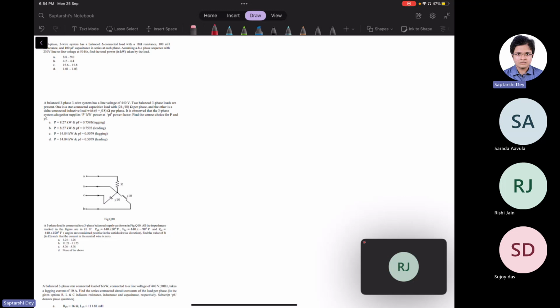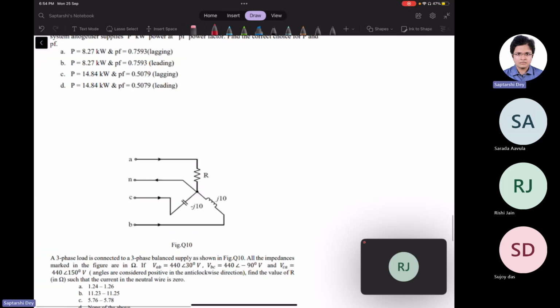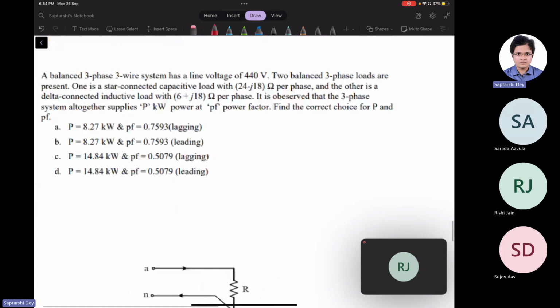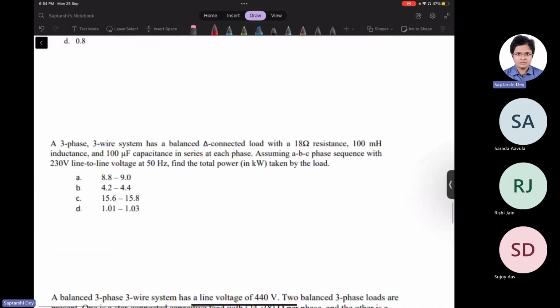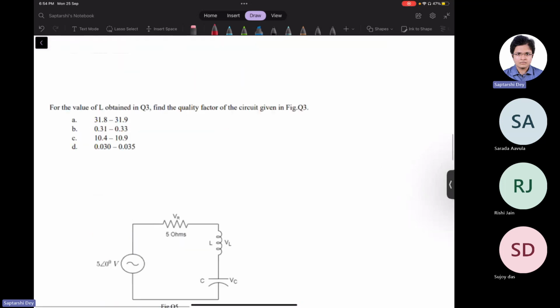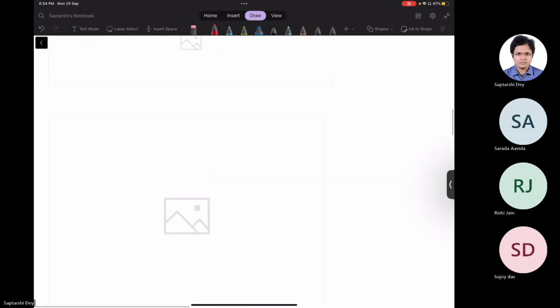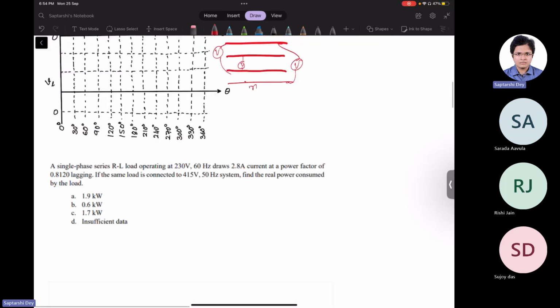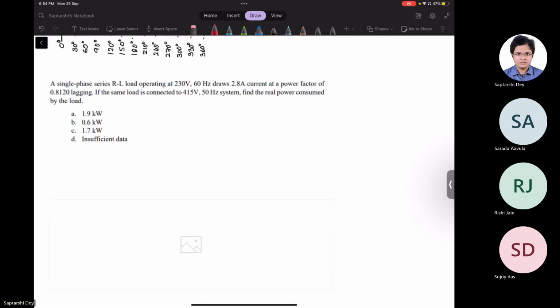let's start. Please make it a habit that whenever you are solving problems of AC circuits, to draw a waveform, to draw a phasor diagram. Okay? Even if it is not asked in the questions, even if you are not asked to draw a phasor diagram, make it a habit to draw a phasor diagram for your understanding. Anyway, we'll start.